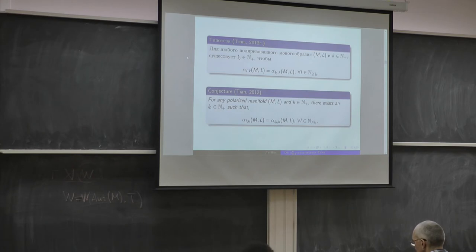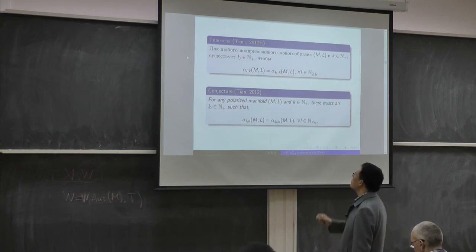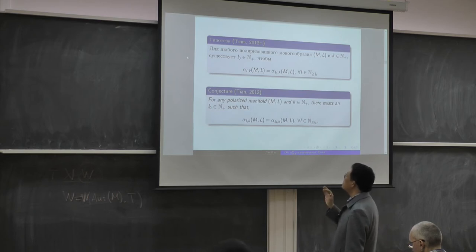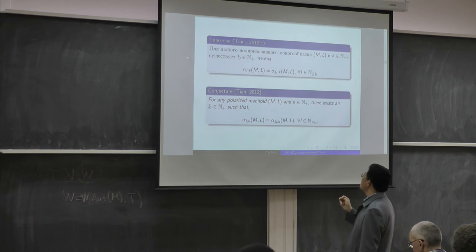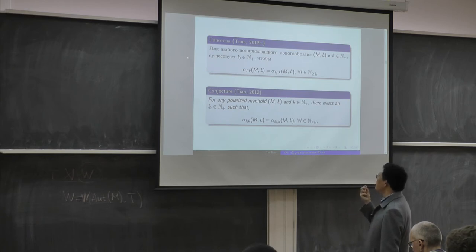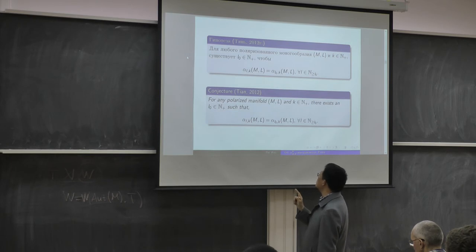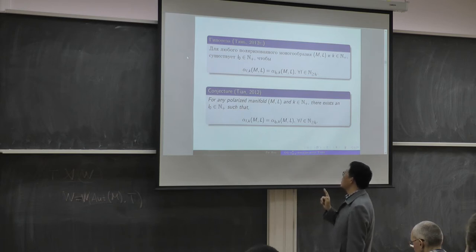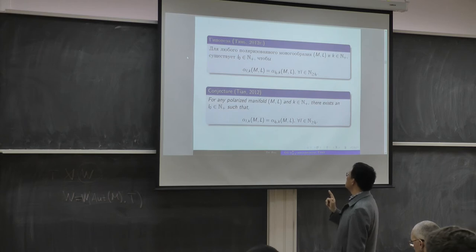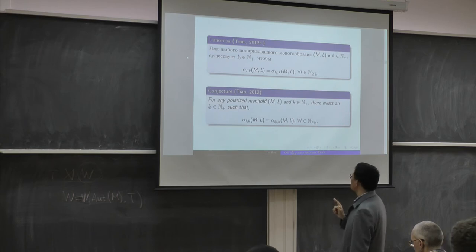And in 2012, Tian proposed the following conjecture. He thought that for any polarized manifold (M, L) and fixed K, there should be an L_0 such that the alpha_{L,K} invariant is equal to the alpha_{L_0,K} invariant if L is bigger than L_0.